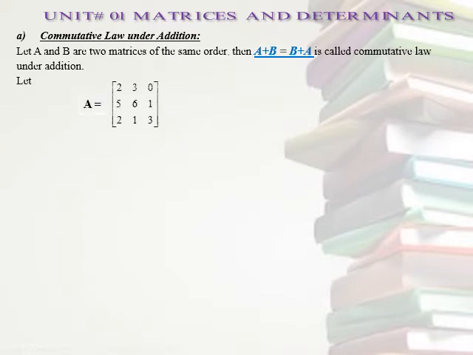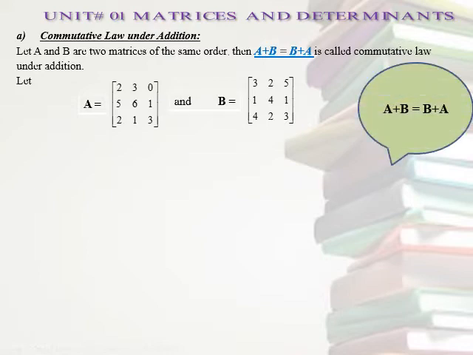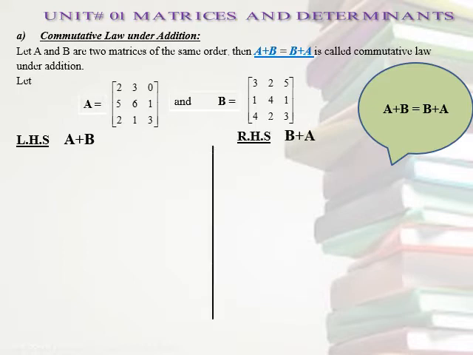Let this be matrix A and this be matrix B. And commutative law under addition is A plus B is equal to B plus A. As you can see, the left hand side of this equation is A plus B and the right hand side of this equation is B plus A.